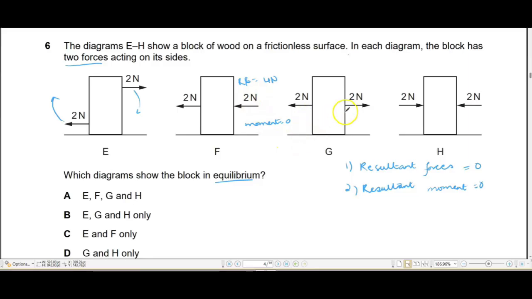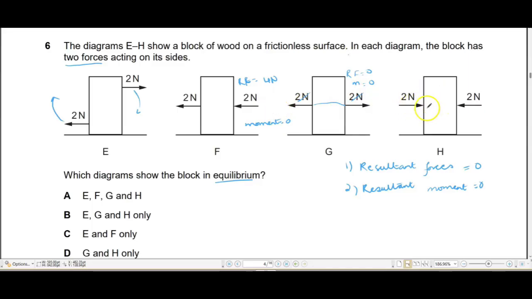Acha, if we look at this option, these are two forces of equal magnitude but acting in the opposite direction, so they are going to cancel. So resultant force is going to be 0, and since they are acting in the same line, resultant moment is going to be 0 as well, because they are in the same line. Okay, so they are going to cancel each other's effect.